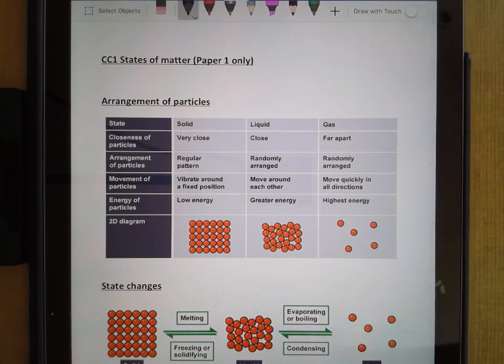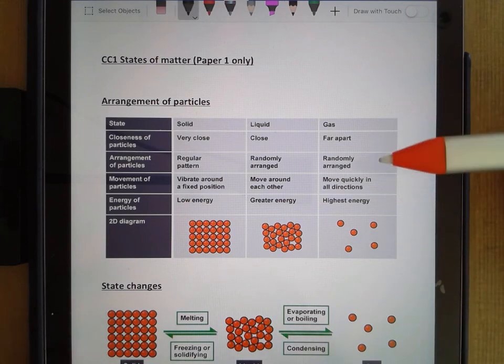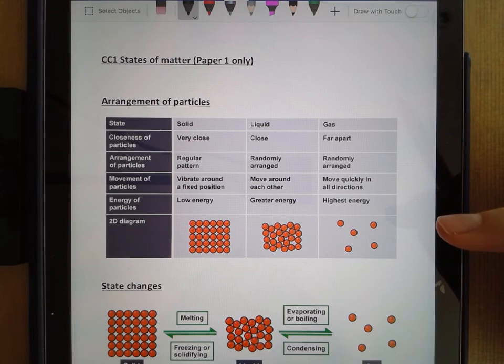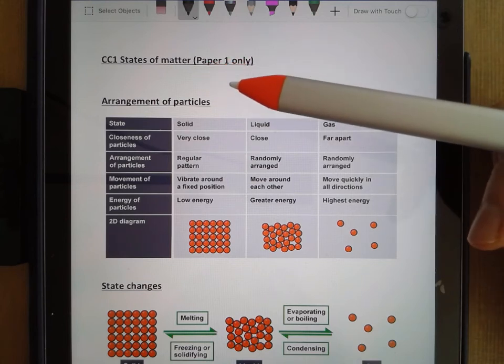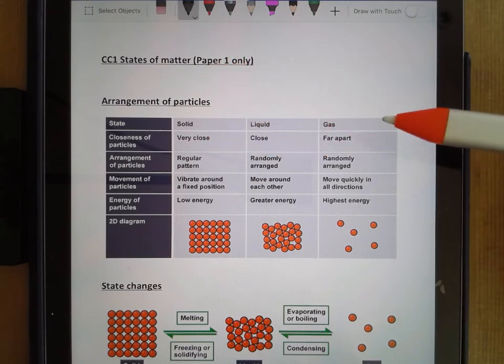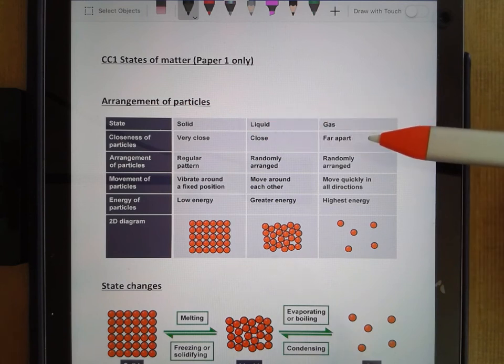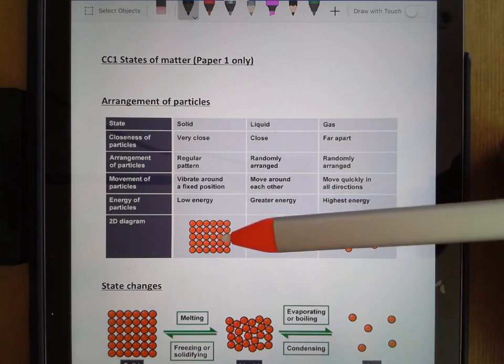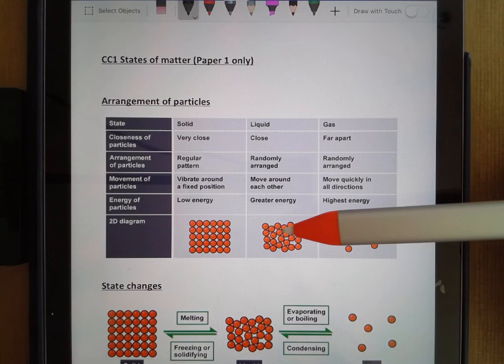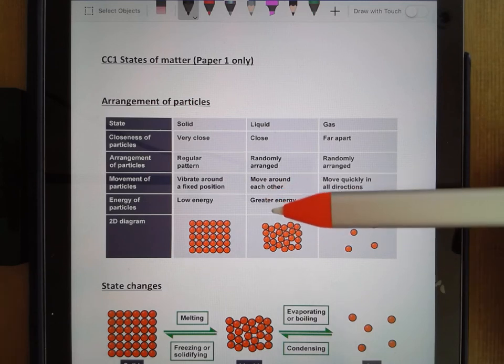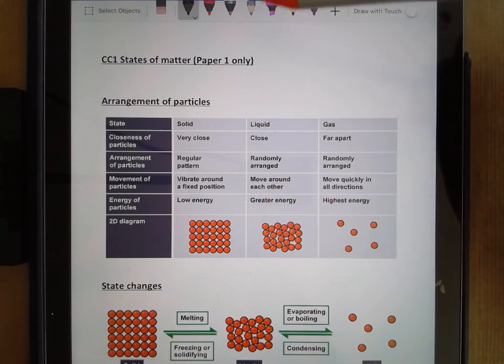So the first chemistry topic is states of matter. It's something you would have looked at back in year 9, but it's also a topic that you've seen consistently since then. States of matter just refers to the 3 states of matter: solid, liquid, and gas. You need to know how the particles are arranged in a solid compared to a liquid, compared to a gas, and you also need to know how the particles can move.